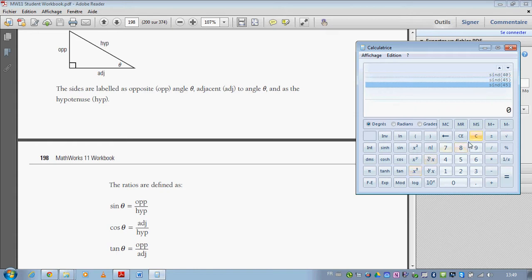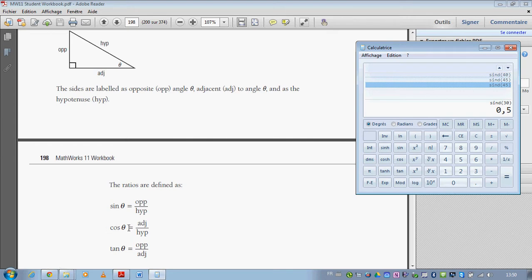We could also try 30. So if this angle right here was 30, sine of 30 is 0.5. And what that means is that if this angle is 30, then the opposite side would be exactly half the length of the hypotenuse. And that's how these ratios work.